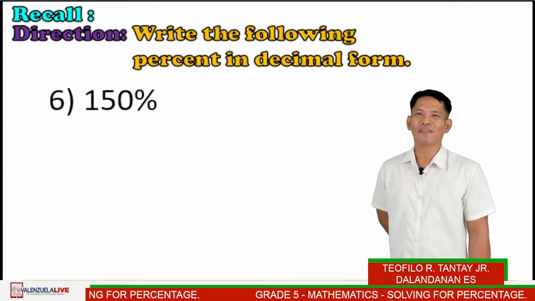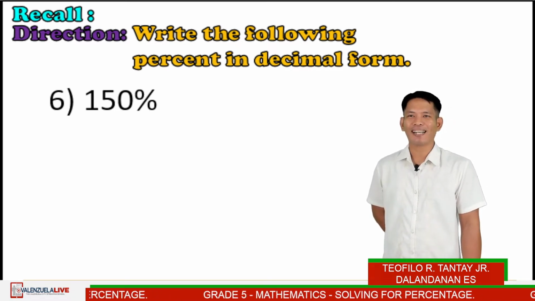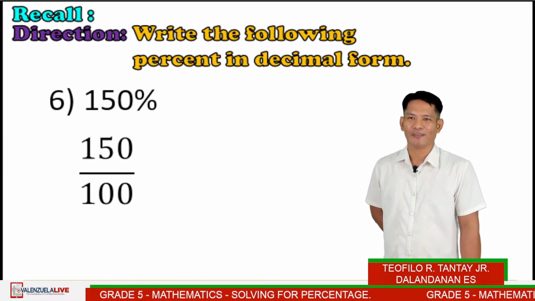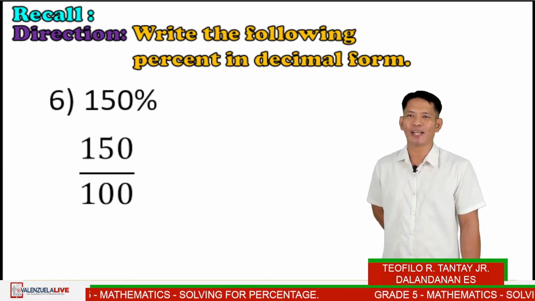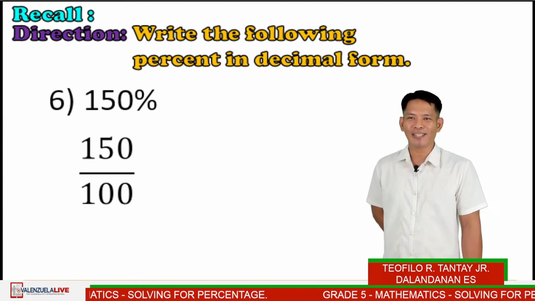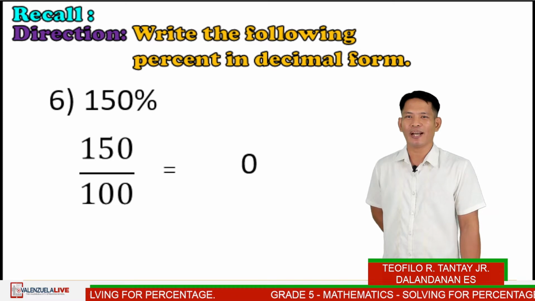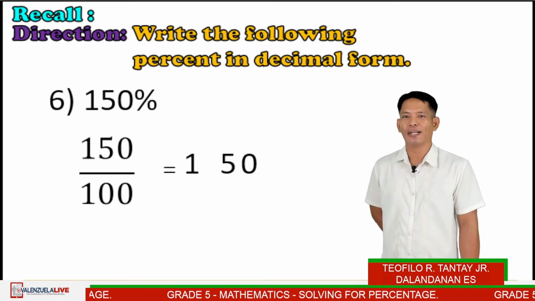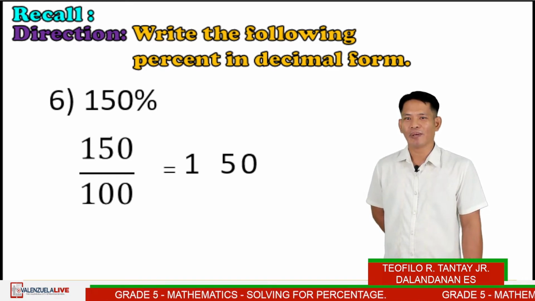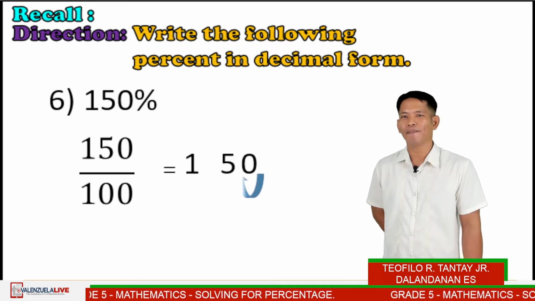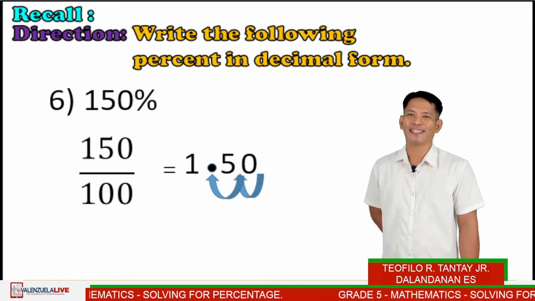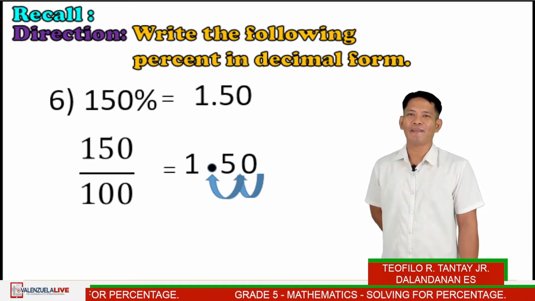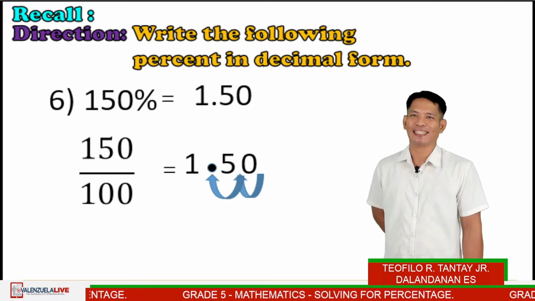Next one, 150%. What is 150% in decimal form? 150% can be written as 150 over 100. And if we divide 150 by 100, we have to move the decimal point 2 places to the left. Therefore, 150 divided by 100 is equal to 1.50, or 150% is equal to 1 and 50 hundredths.